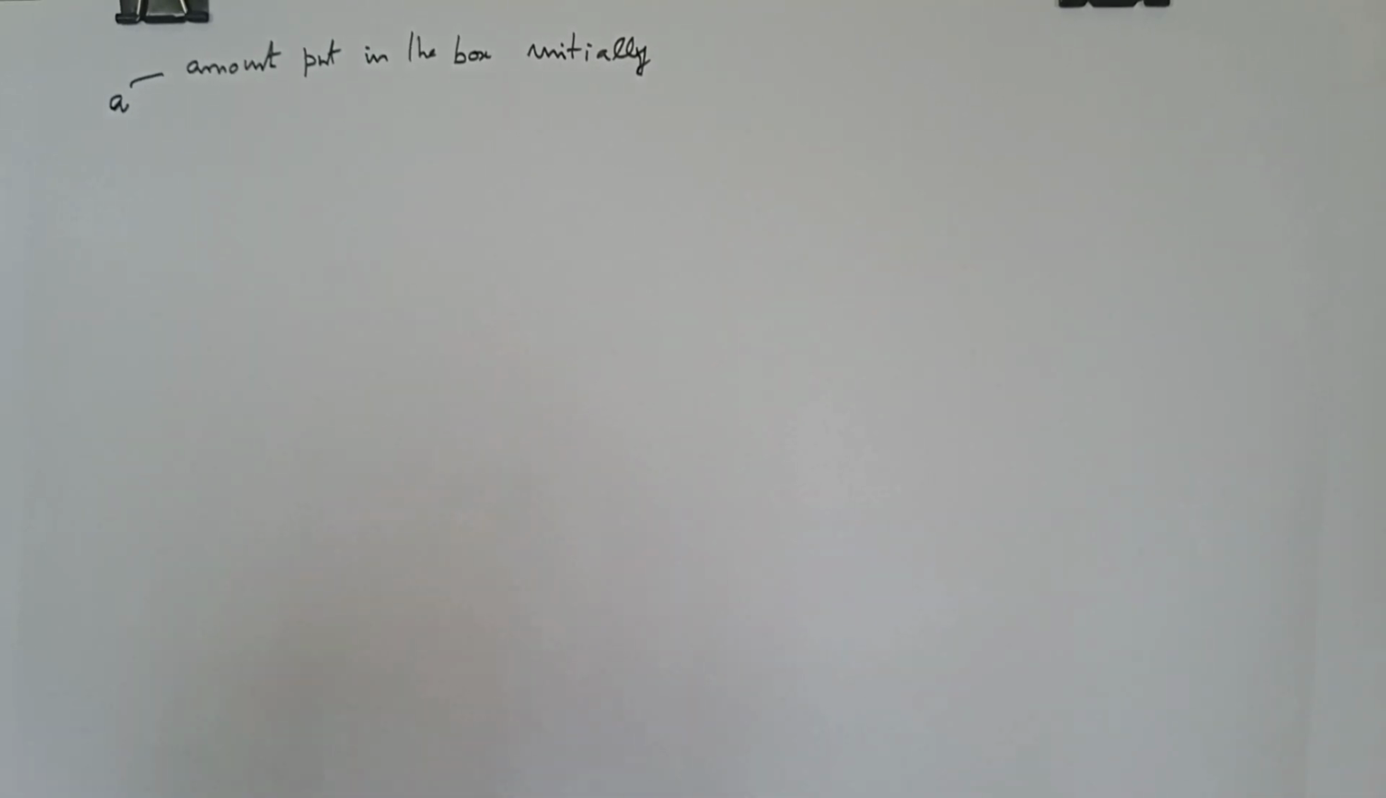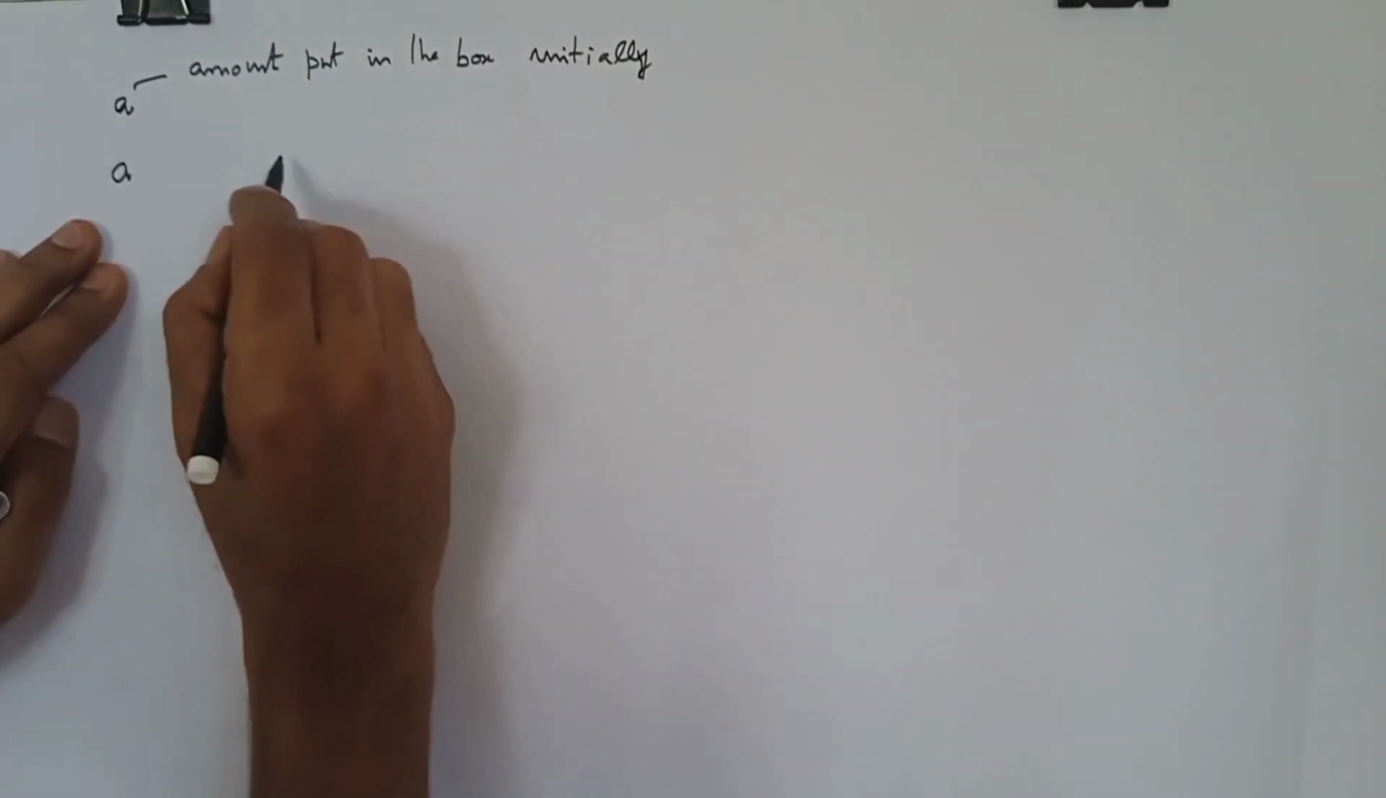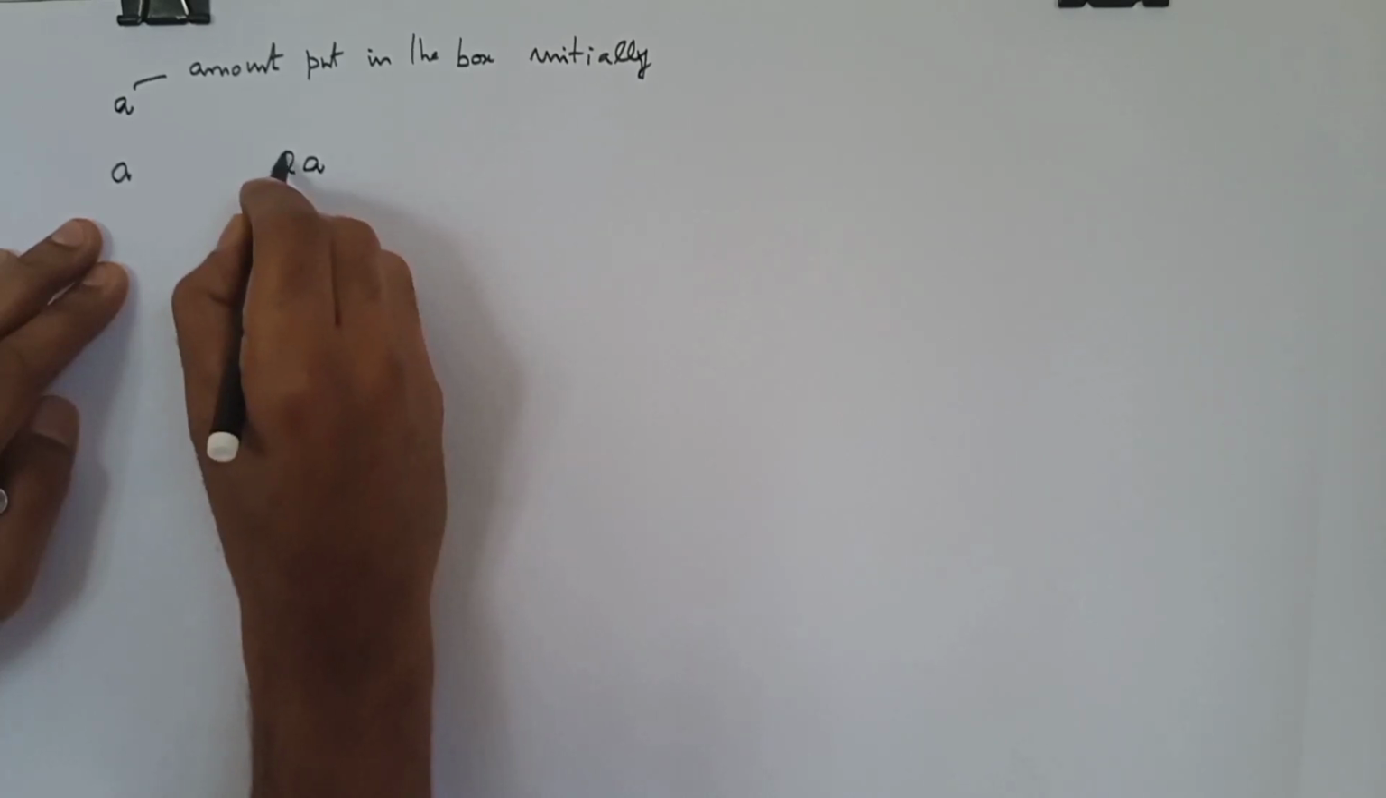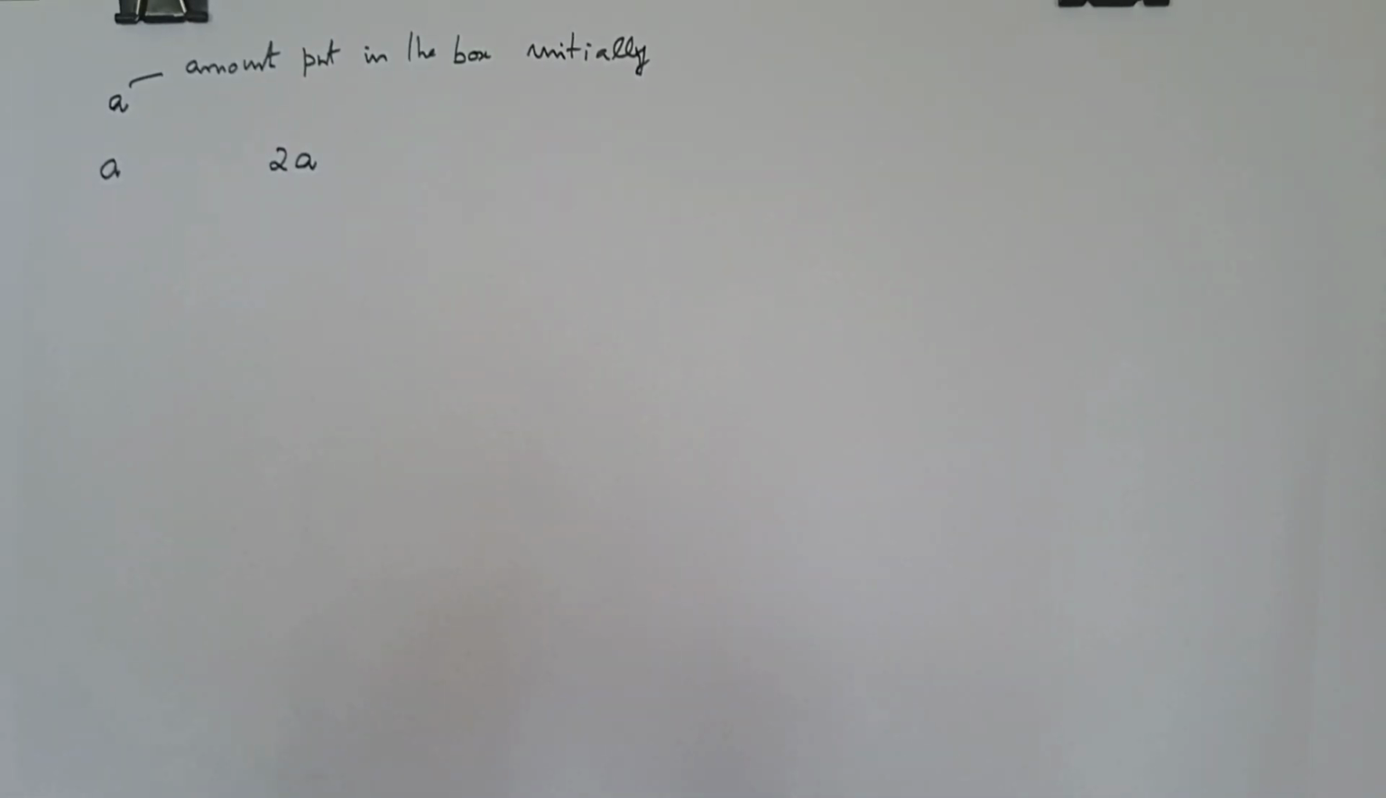And then what does he do? He closes it and again opens it. This A will become 2A when he opens it again. See, whatever you put, for example, if you had put 100 rupees, it becomes 200 rupees. If you had put A amount of money, it becomes 2A. Then what does he do?